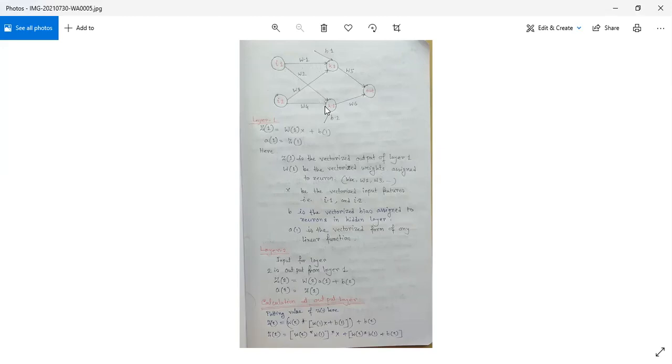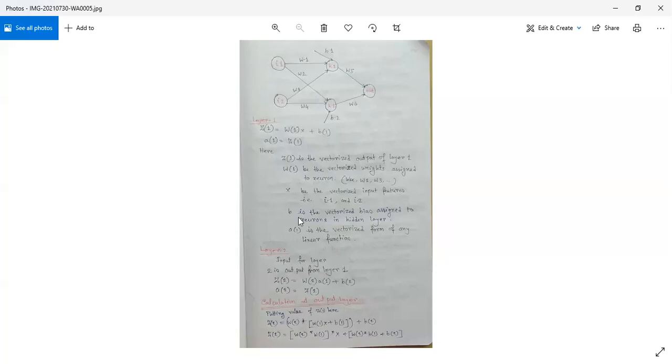If this goes in this way, then we have to assign this as W2. So here is the notation: X is the vectorized input, the features I1 and I2. Whatever input we are giving, this is X. B is the vectorized bias, B1 and B2, which is something added to the output. And A is the vectorized form of any linear function.